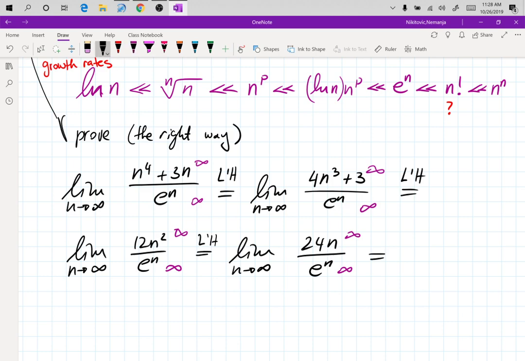And this is going to be the last one, because now when you do L'Hopital's rule and the limit as n goes to infinity, you will get 24 divided by e to the n. And now you finally have a finite number, which is 24, right? A number divided by infinity. When you take a finite number and divide by infinity, you get 0.